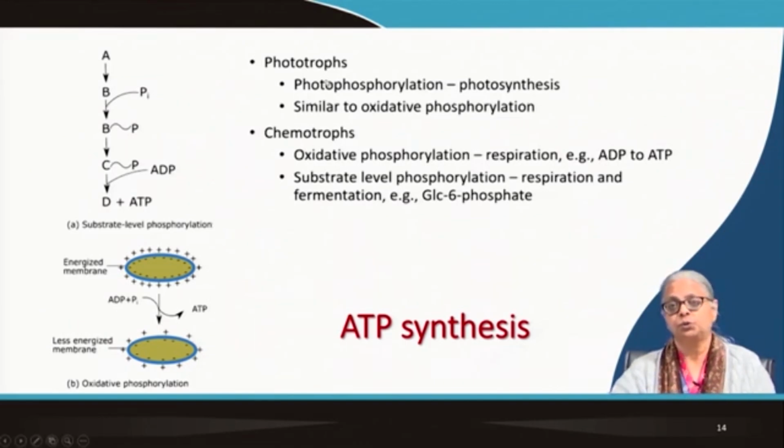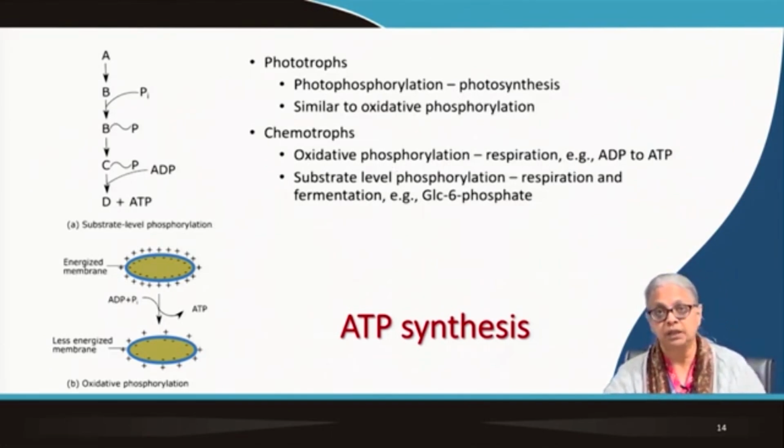So here you have phototrophs. Photophosphorylation is used in photosynthesis, and it is similar to oxidative phosphorylation, and like I said, oxidative phosphorylation is used in respiration to convert ADP to ATP.